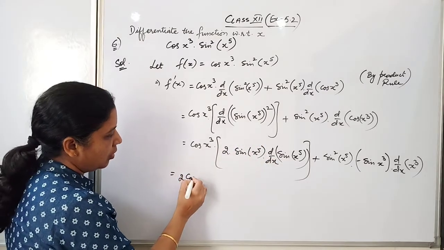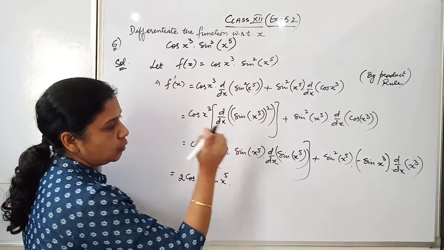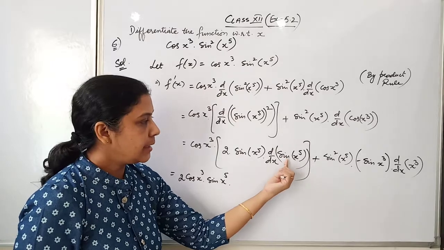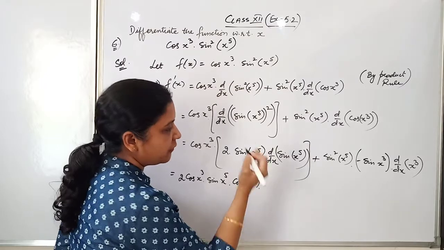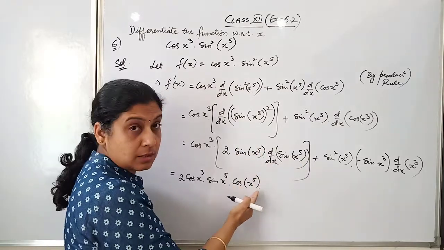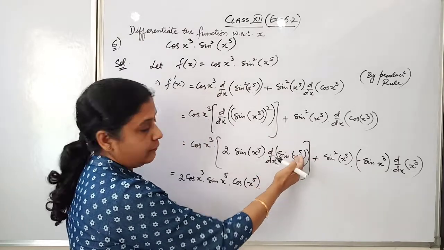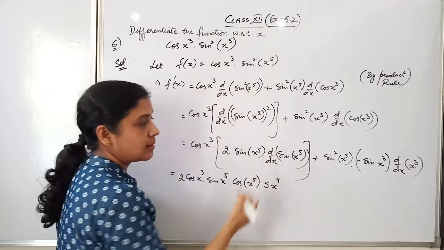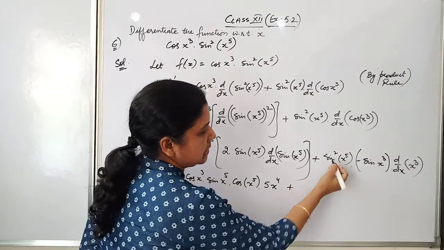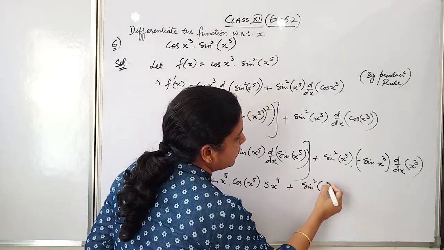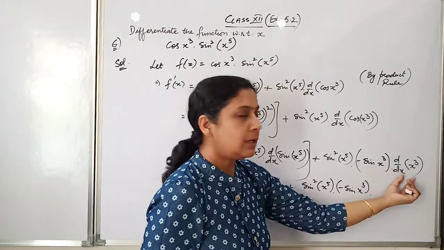2 into cos x cube into sin x raised to power 5 into derivative of this sin theta. Derivative of sin theta is cos theta. Theta is x raised to power 5. So sin theta derivative is cos theta into derivative of the inner function. Derivative of x raised to power 5 can be written as 5 into x raised to power 4. Power comes in front, one power reduces, plus sin square x raised to power 5 into minus sin x cube into derivative of x cube.